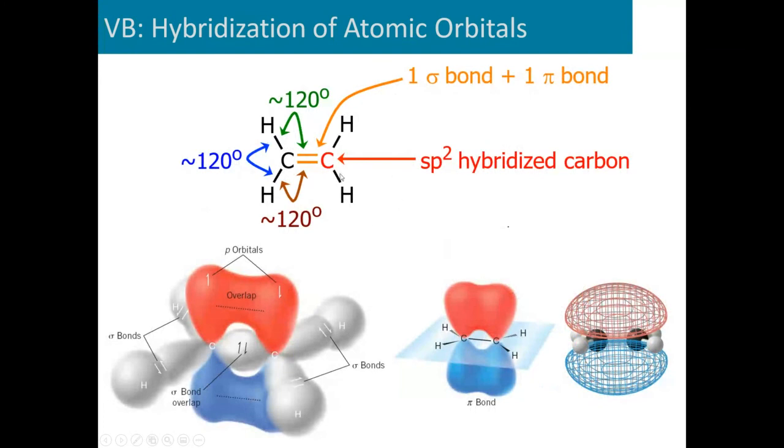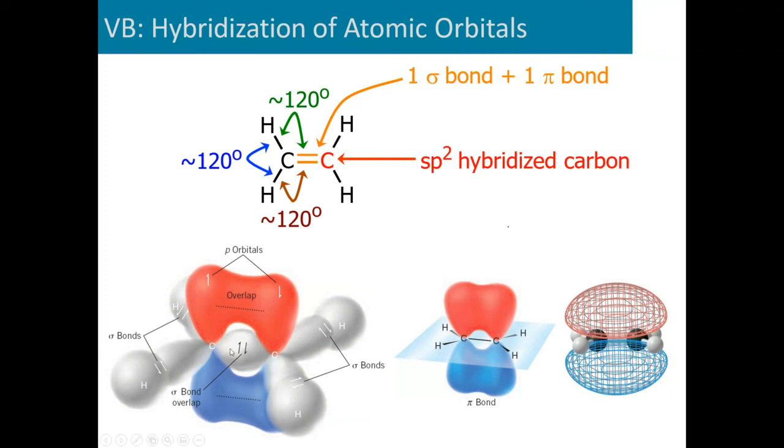Here is the example of ethylene. We have a carbon, double bond, carbon. The angles between the hydrogen and the carbon here are roughly about 120 degrees. Both of the carbons in this molecule are sp2 hybridized. There are 2 different types of bonding formed here. One of those bonds is the sigma bond, and the other one is called the pi bond.